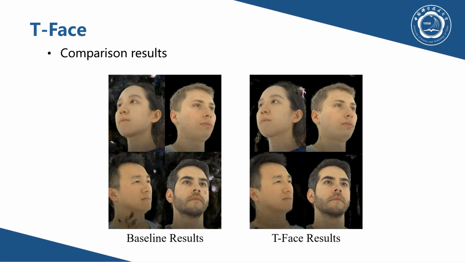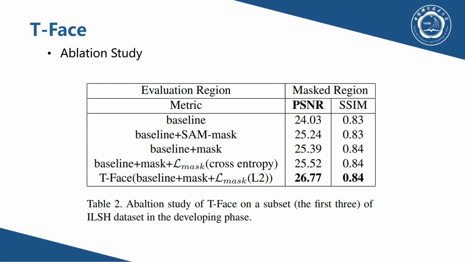Here we show the comparison results of the baseline and our TIFace. The experimental results prove that our TIFace avoids the floating artifacts and achieves better rendering quality than the baseline model. As shown in the table, the ablation experiments demonstrate the effectiveness of the proposed mask loss function. Note that in our experiment where we only add a mask, we set the background area to black in order to eliminate artifacts. But the experiment shows that without appropriate constraints on the mask, floating artifacts still exist.